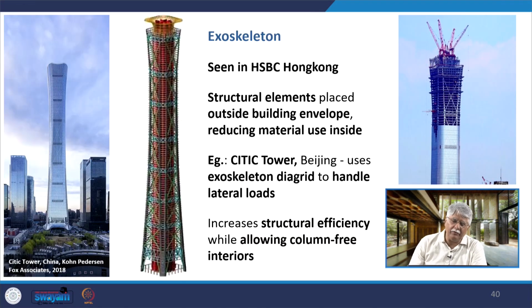Now, this kind of structural form, the other thing that is being tried out, for example, is the exoskeleton. Now, we have seen the exoskeleton in the HSBC building. Here the structural elements are placed outside, in the Citicorp Tower in Beijing. This is designed by Kohn Pedersen Fox, and there is bracing that has been provided on the outside. It's an exoskeleton diagrid form, and this is able to handle the lateral loads, increases structural efficiency, and allows for column free interiors within the building.